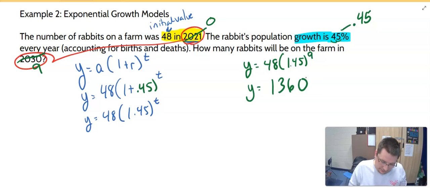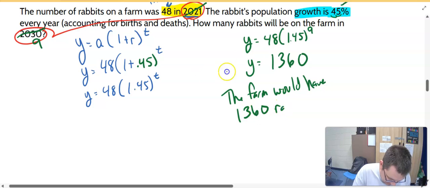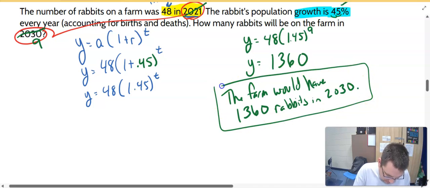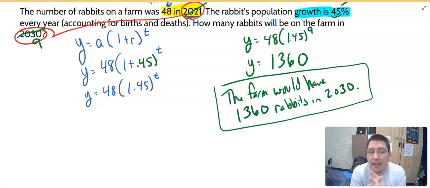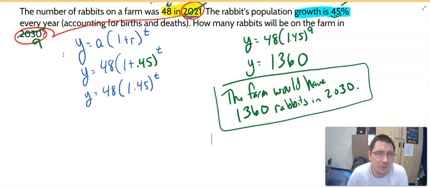You're out of luck. And so this word problem needs a word answer, and so our word answer here would look like this. The farm will have 1,360 rabbits in 2030. And so again, relate the answer back to the problem. Don't just leave your answer as y is equal to 1360. Actually state what it means in the context of this problem. All right? And so now we're going to look at exponential decay in the next two examples and see how it's similar but different from what we looked at before.